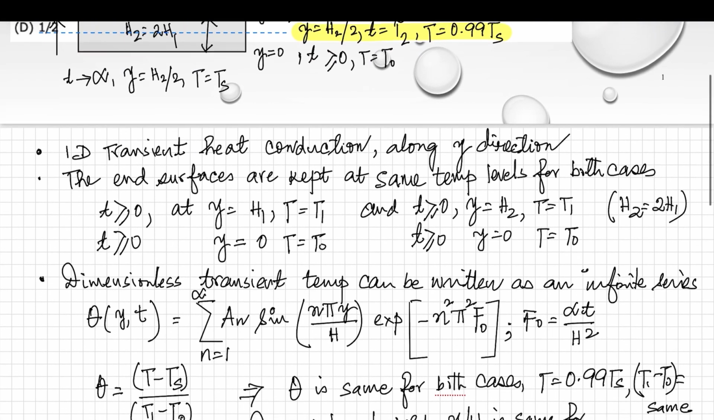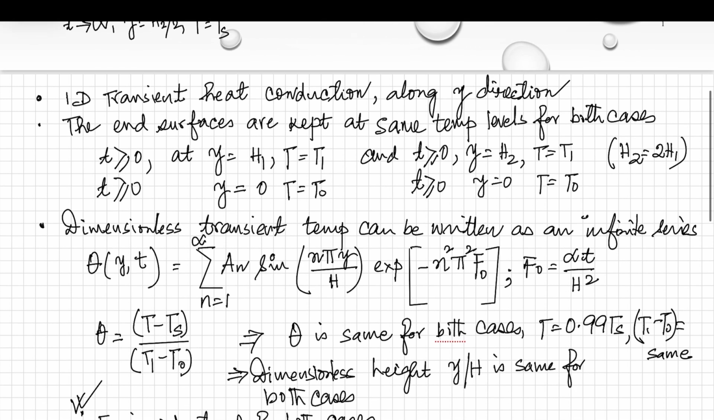So of course this is a transient heat conduction problem, because initially the slab was at a certain temperature, and now we have increased the temperature along the y direction. The end surfaces are kept at the same temperature for both cases. At y equal to H1, and for the next case y equal to H2, the temperature has been increased to T1, and always at y equal to 0, the bottom surface remains at the initial temperature. And we also say H2 is equal to 2H1.